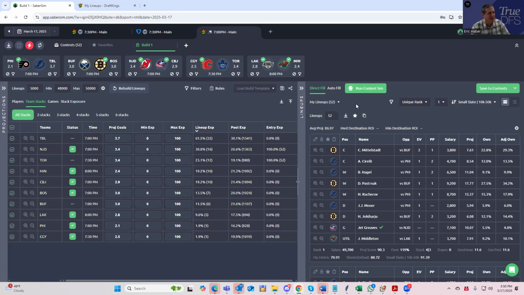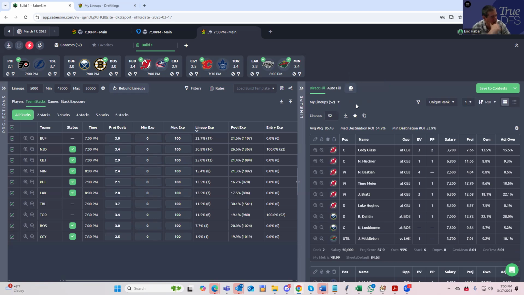So let's hit contest sim. And again, we're in 3 contests, right? So it's going to sim all of our lineups against all 3 of those contests. And as you'll see, boom. So things are very different, right? Where we used to have all the Tampa and whatever, now the top owned stack is actually Buffalo. Buffalo, then Devils, then Columbus Blue Jackets.